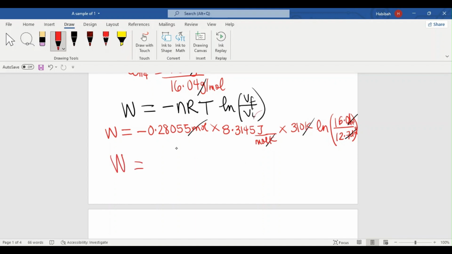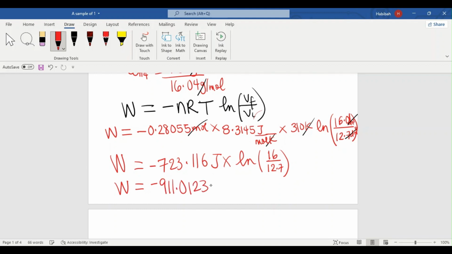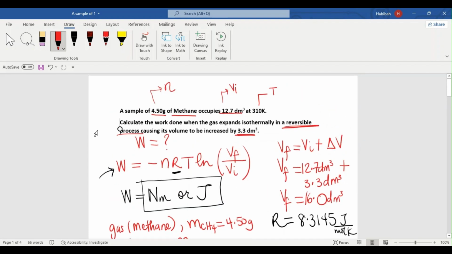So now we do negative 0.28055 times 8.3145 times 310, which gives 723.116 joules, times ln of 16 divided by 12.7. When you have all of that, remember the negative. So work done is going to be equal to negative 911.0123 joules.